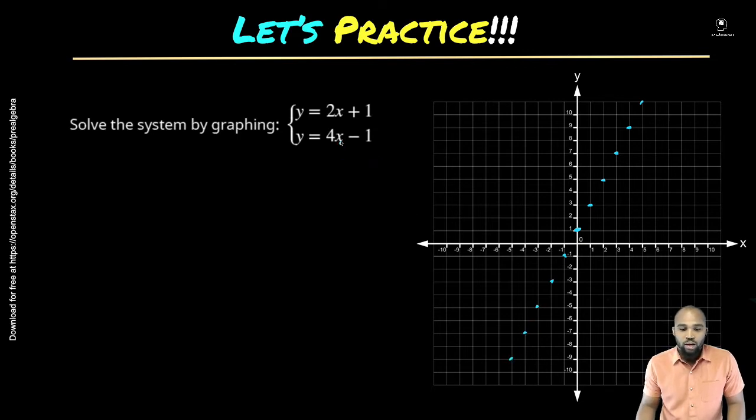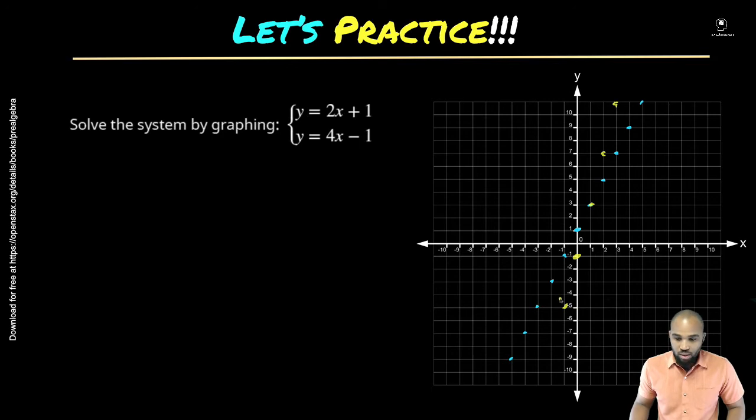All right, so now I've got 4x minus 1. So I'm going to start at my -1 this time, and this time I'm going to apply a slope of 4. That's up 4 over 1. 1, 2, 3, 4 over 1. And there it is right there.